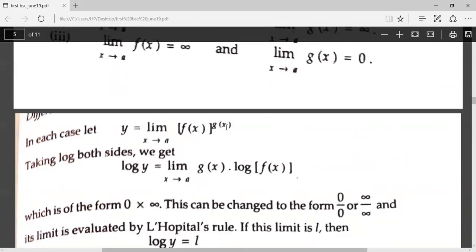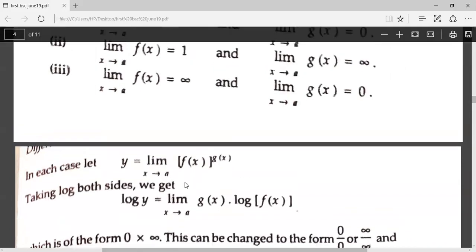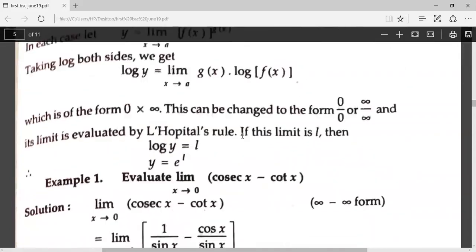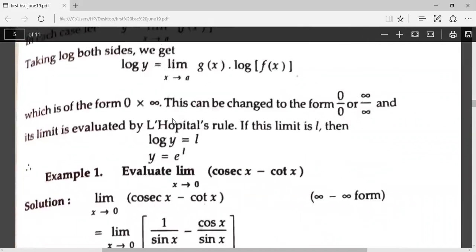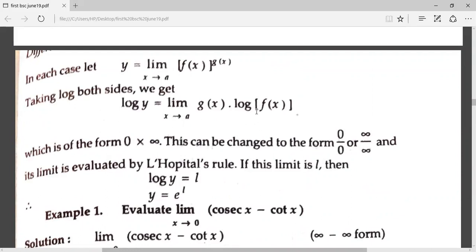In that case, what we do is, let y be equal to the limit of f of x to the power g of x as x tends to a. We will take log on both sides. Log y on the left side equals the limit as x tends to a of log of f of x raised to g of x. Just as log of a raised to m is written as m log a, we write g of x log f of x. Now let us see which form this has come to. The limit of g of x as x tends to a is 0 in these cases, so this is 0. Log of f of x, remember, is infinity when we substitute the limit.